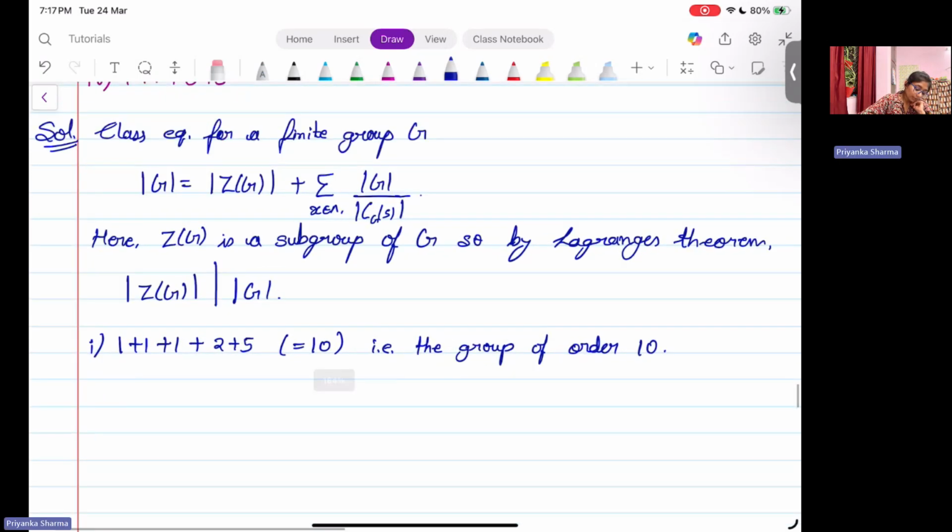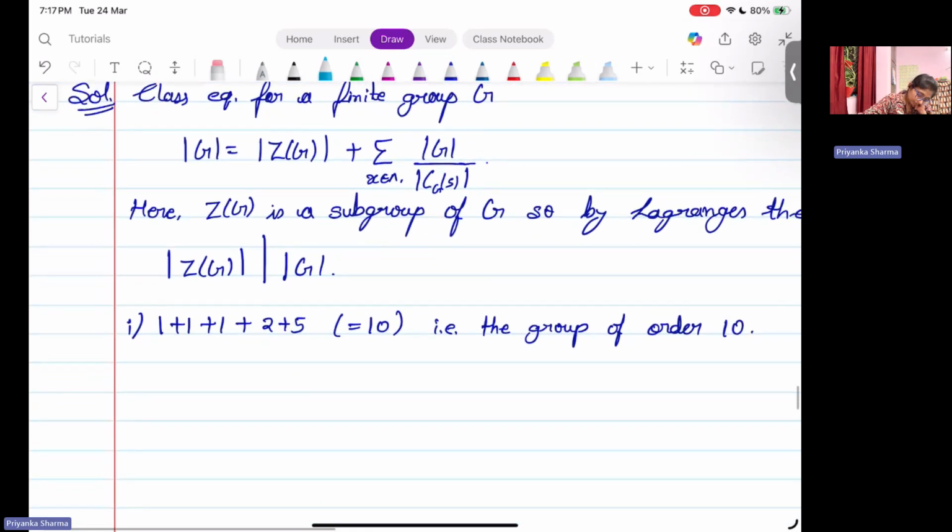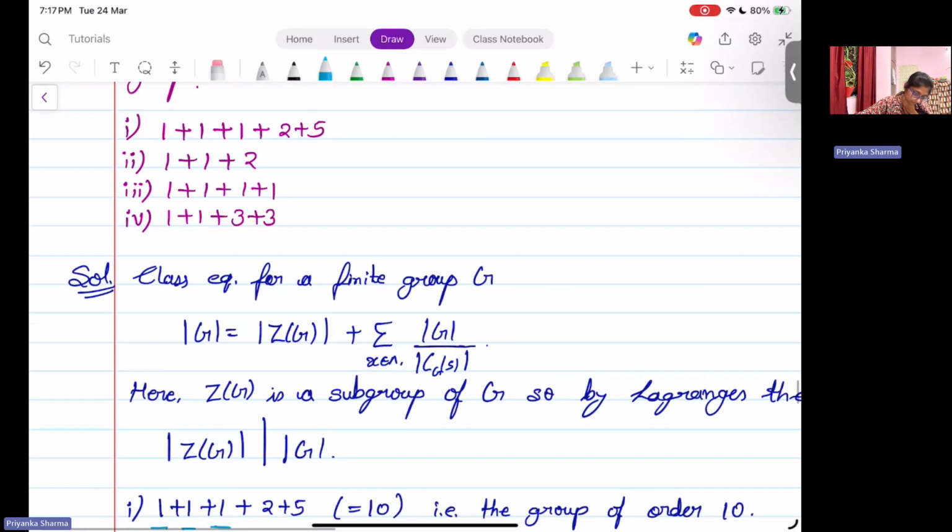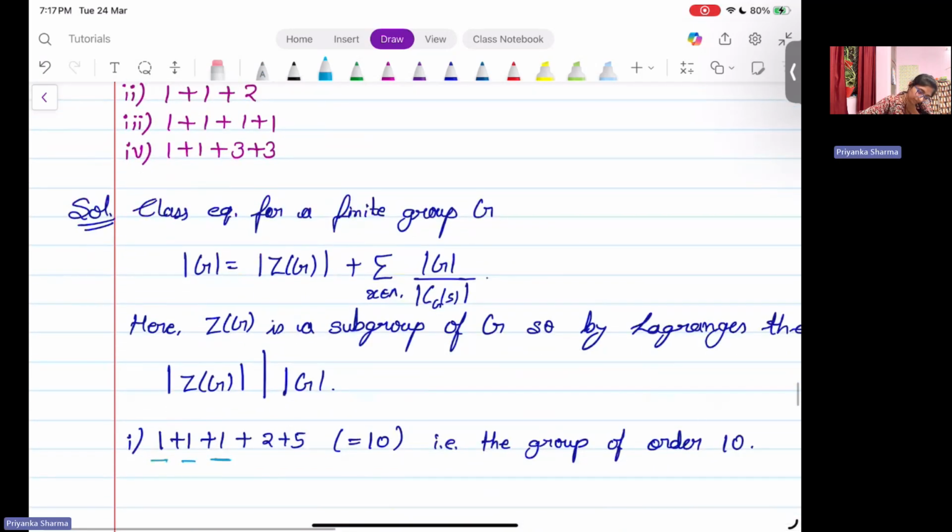Now, what do these ones represent? They are with respect to the center. Like this can be the summation of the order of G divided by the order of CG of x, not X, this should be x.